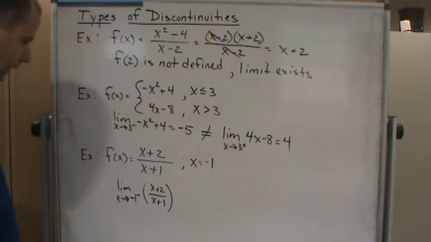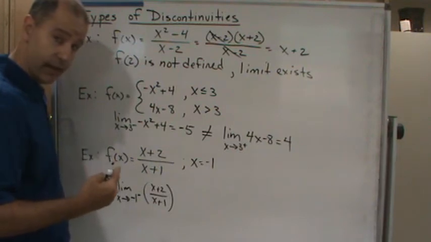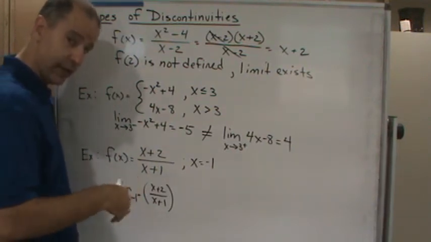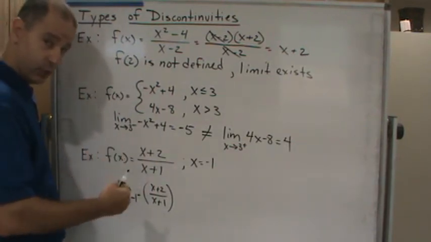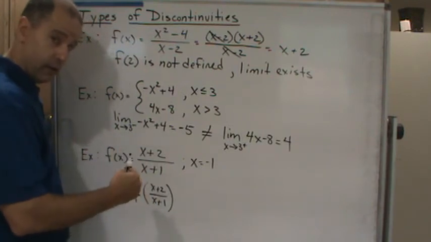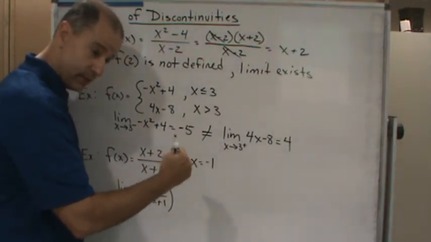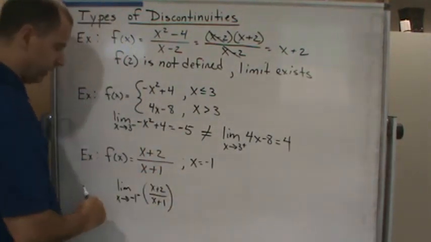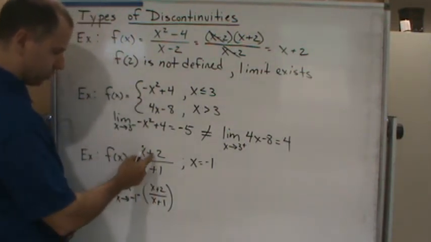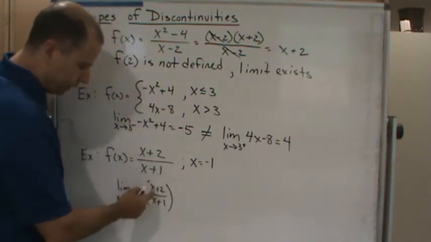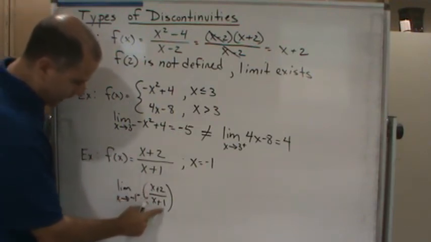Okay, now, here's where you're going to have to slow down and think about what's going on as you get closer and closer to -1 from the left, which means you're going from -3 to -2, -1.5, -1.4, -1.1, -1.01, and so on. So you're getting closer and closer to -1 from the left. So we know the top is getting closer and closer to what? 1. So we know that the top is approaching a positive 1.